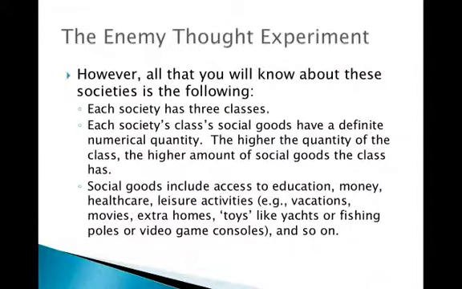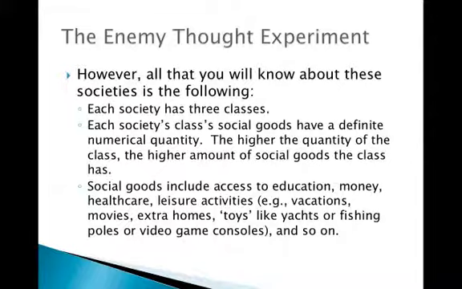Okay, all that you're going to know about these societies that your arch enemy will let you decide is the following. 1. Each society has 3 classes. 2. Each society's classes' social goods have a definite numerical quantity. The higher the quantity of the class, the higher amount of social goods the class typically has, although there will be one exception we'll see soon. 3. Social goods include access to education, money, healthcare, leisure activities such as vacations, and so on. Okay, so that's what you know.